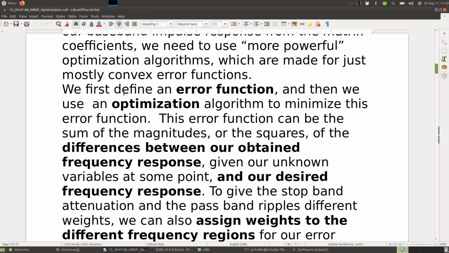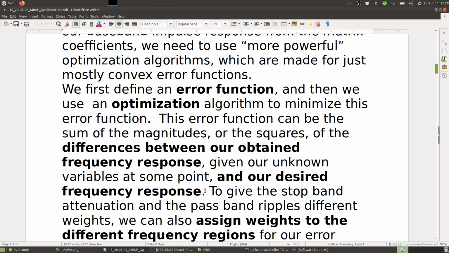So for this, we first define an error function or objective function, and then we use an optimization algorithm to minimize this error function. This error function can be the sum of the magnitudes or the squares of the differences between our obtained frequency response, so what we get from our coefficients, given our unknown variables at some point, choosing some point, and our desired frequency response. So we choose some coefficients, look what we get, and compare it to our desired frequency response to see how far off we are.